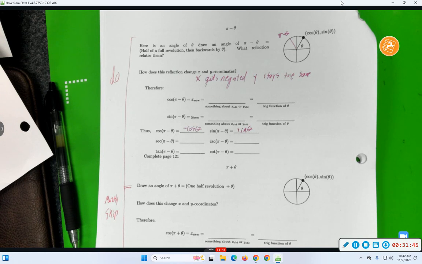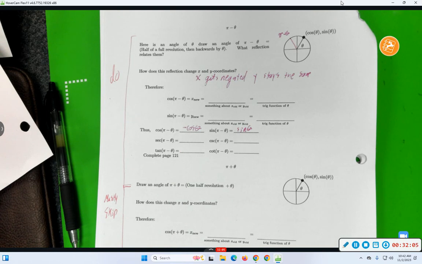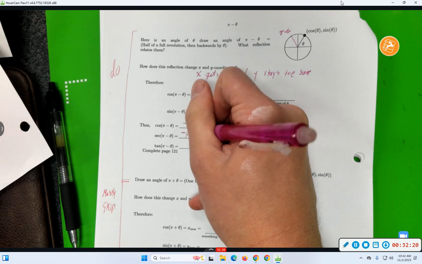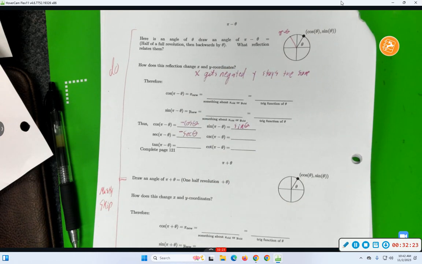Does that now also tell you what secant, cosecant, tangent, and cotangent do? I think we can do secant and cosecant basically without writing anything. Secant is 1 over cosine. If cosine becomes negative, then what should secant do? Also become negative, because the denominator gets negated. Cosecant: if sine stays the same, then what should cosecant do? Stay the same.